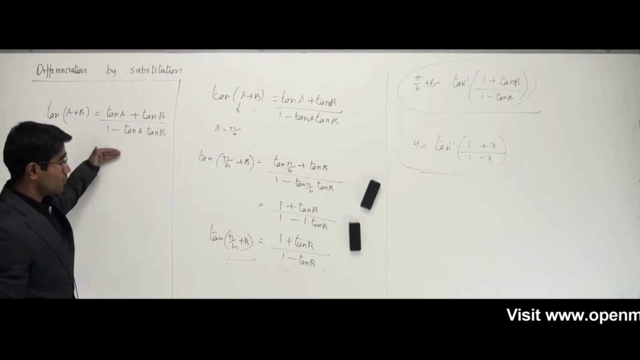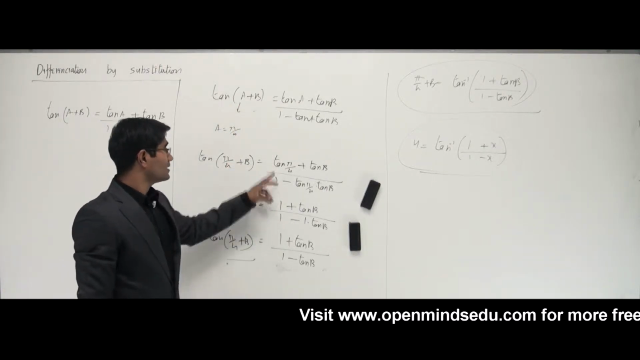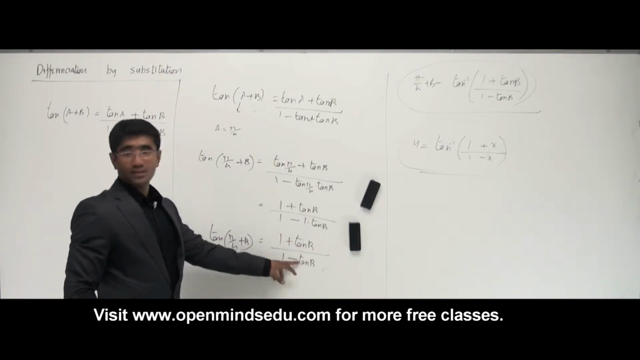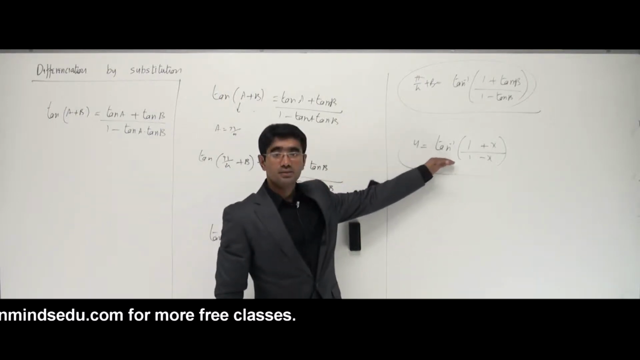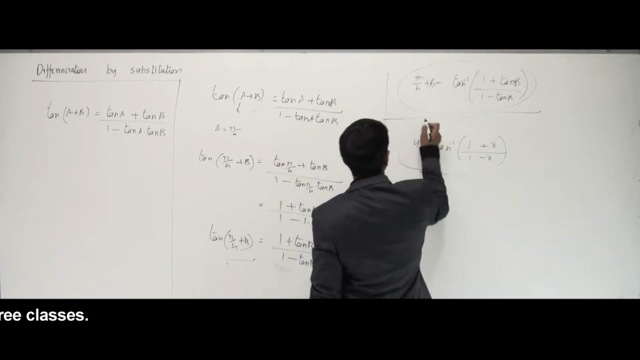And how does it generate? Basically, I take the first guy as pi by 4, and I can see that this guy becomes 1, and overall I get 1 plus tan b and 1 minus tan b, and I'm taking this and this as x and x, so that converts to a problem like this. Now how will I solve this guy? Keep this in mind. Okay, this is how it generated.